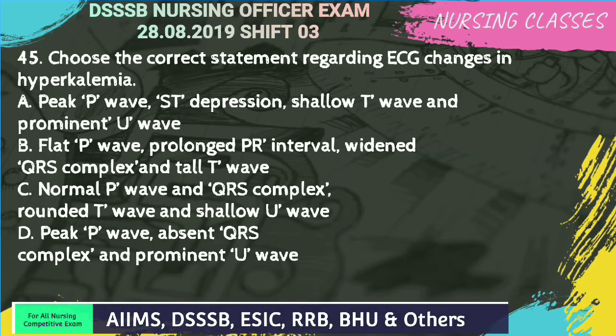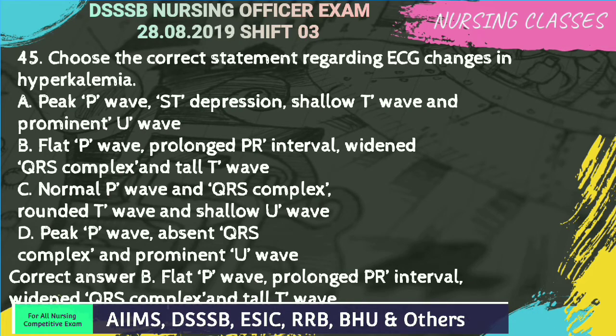45. Choose the correct. Correct answer B. Flat P wave, prolonged PR interval, widened QRS complex and tall T wave.